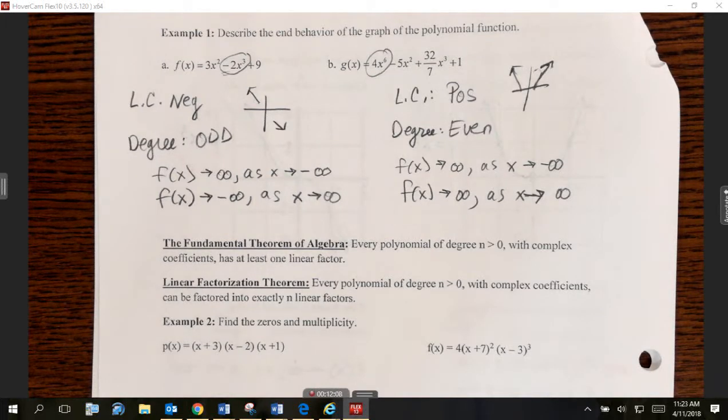Questions on end behavior? So what we're doing is we're working up to being able to graph these crazy functions by hand. So we need to understand end behavior first. We need to know what the ends do.